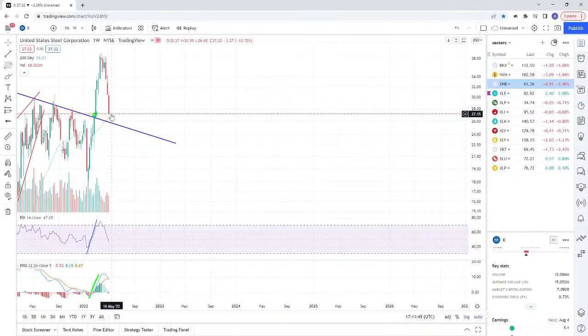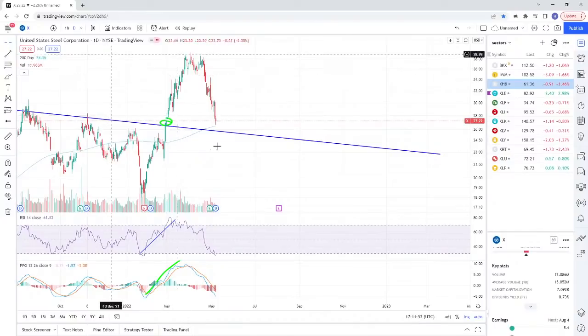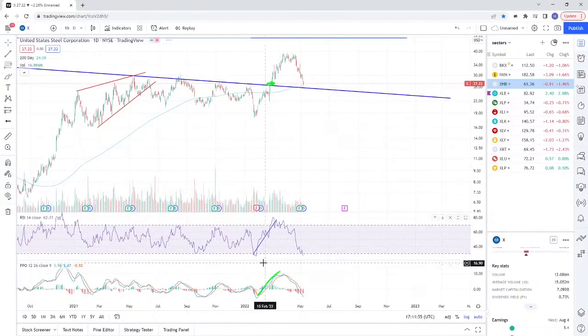So this looks like a buy zone, all right? I would be a buyer here. And let me just double check a couple things.